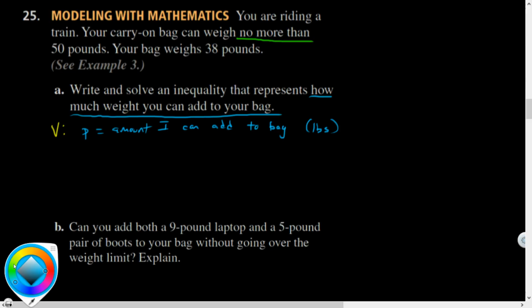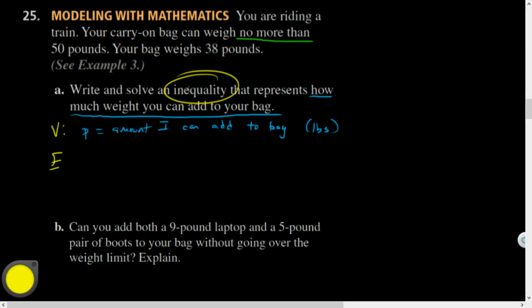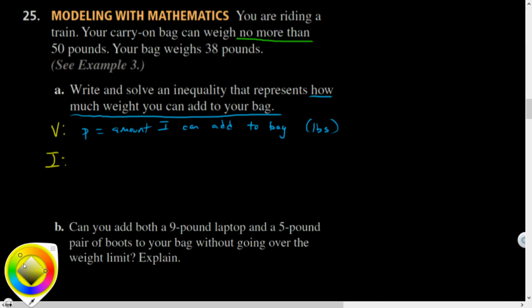All right, so there's my variable. Normally it's an E for equation, but this is an inequality, so I'm going to call this VI for Visa. Your carry-on bag can weigh no more than 50. That means it's got to be less than or equal to 50. You guys agree with that interpretation?